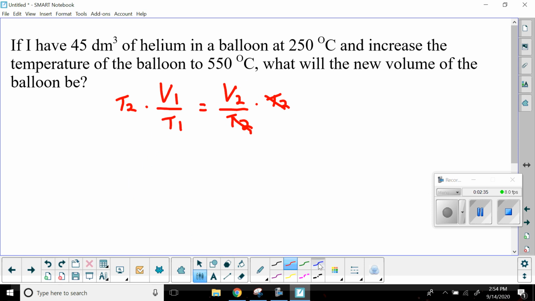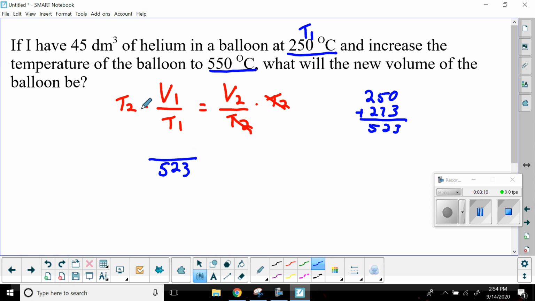Now, really important piece here. I've got to change these temperatures to kelvins. And that's because they go up proportionally by 273 degrees for every change. So it's important to make sure that I'm in kelvins to represent that change. So I'm going to say 25 plus 273 gets me 298 kelvins, and that's going to be my T1.